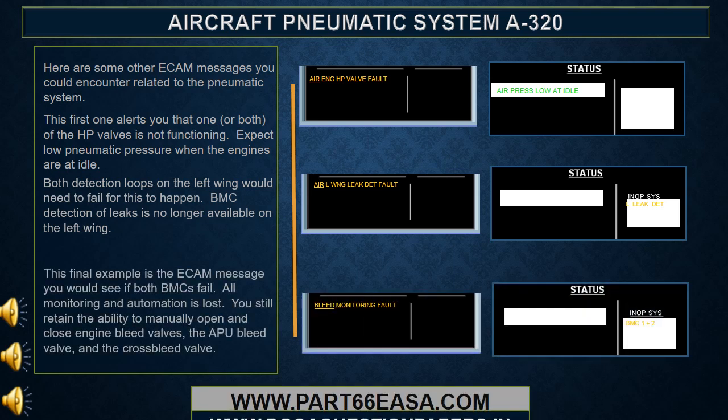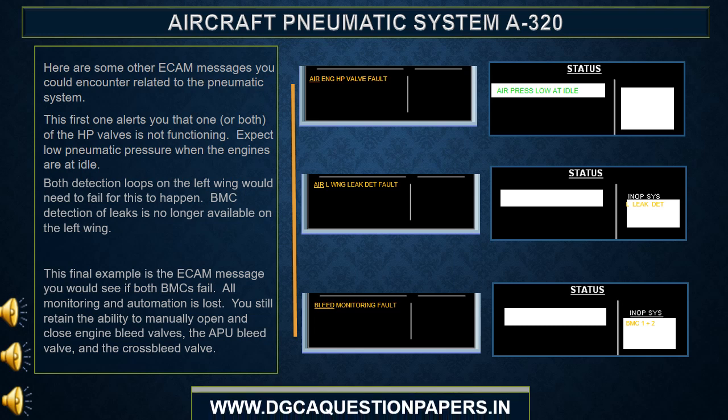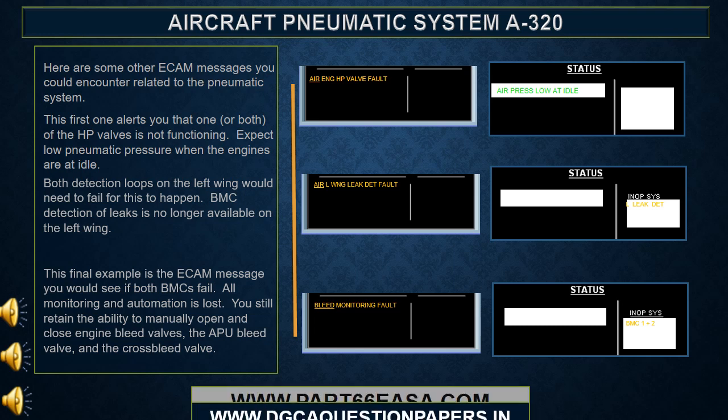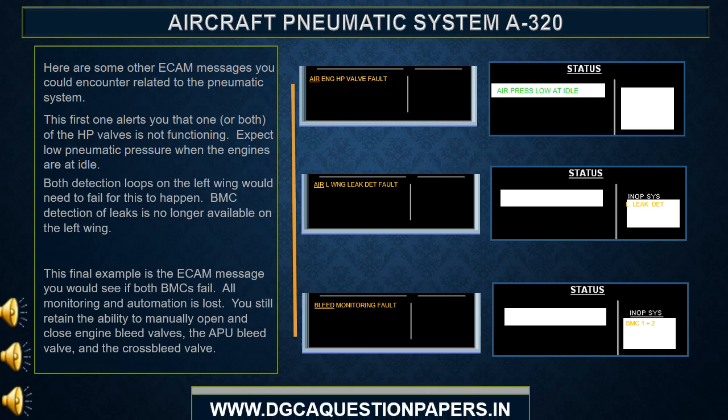This final example is the ECAM message you would see if both BMCs fail. All monitoring and automation is lost. You still retain the ability to manually open and close engine bleed valves, the APU bleed valve, and the cross bleed valve.